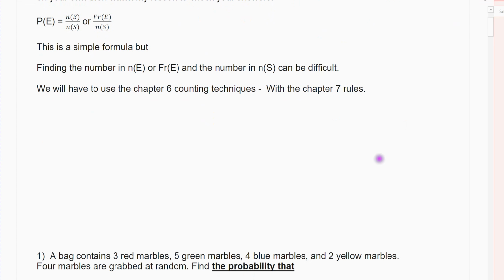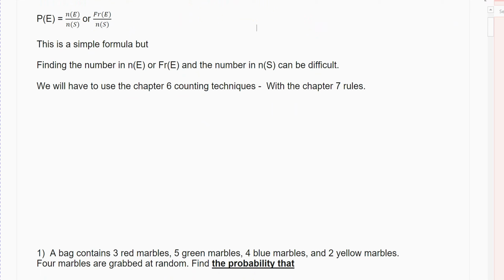Alright, so remember, basic probability is fairly straightforward. It's the probability of an event is the number in the event, which could be found using a counting technique or a frequency table, divided by the total. And so this is what the basic probabilities are. It's always divided by the total, the universal set.